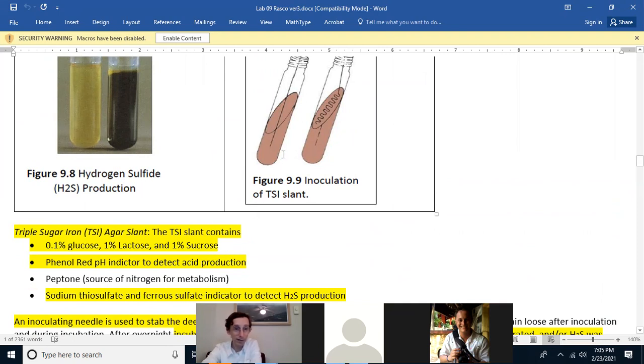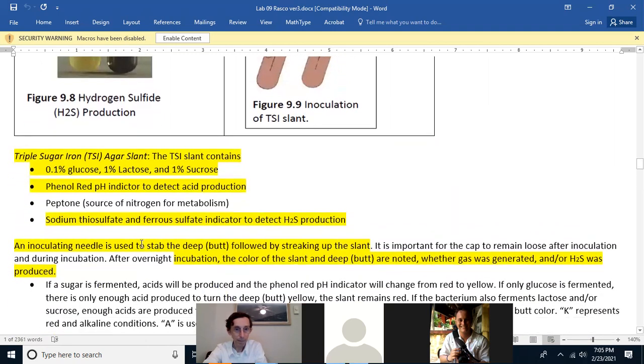It has a pH indicator in it that allows you to determine the pH of the media, as well as peptones, proteins for the bacteria to metabolize, for a source of nitrogen, not carbohydrates. That's what I wanted to say, as well as their carbon and nitrogen source. And then glucose, lactose, and sucrose as possible carbon sources, as well as thiosulfate and ferrous sulfate, and that's to detect the hydrogen sulfide production.